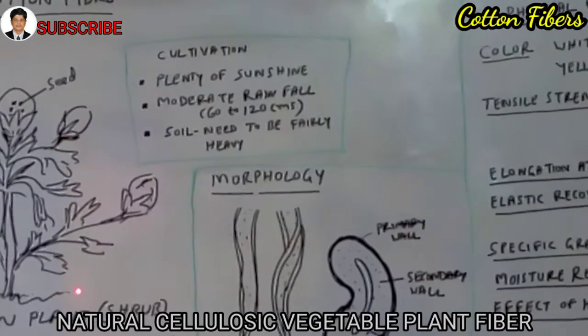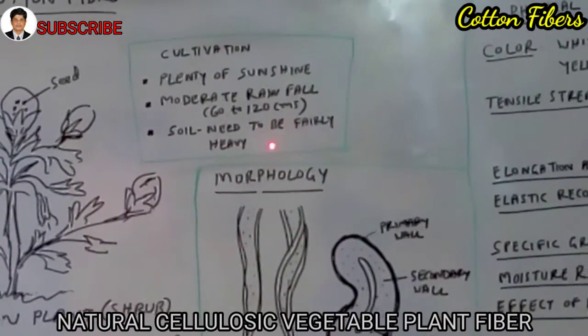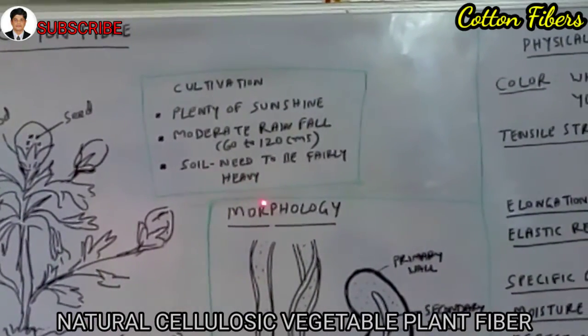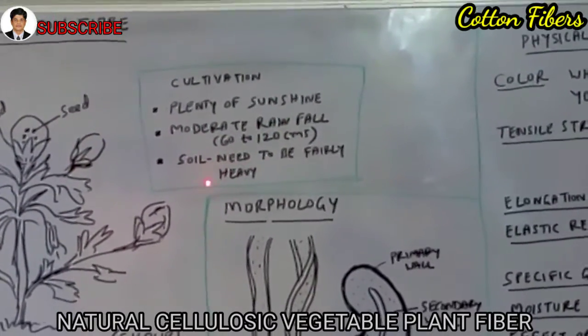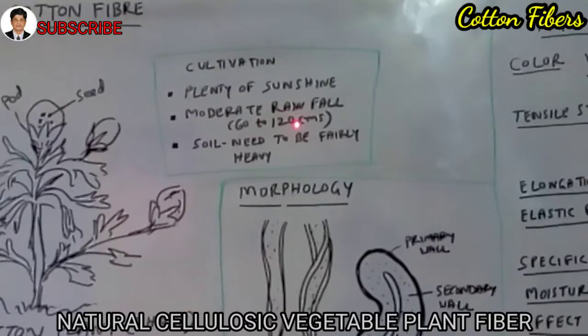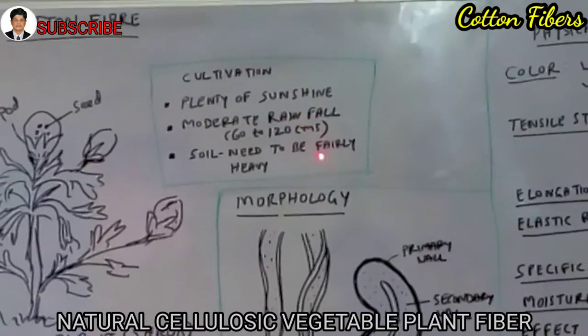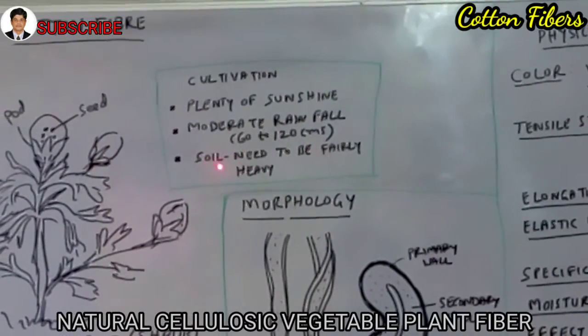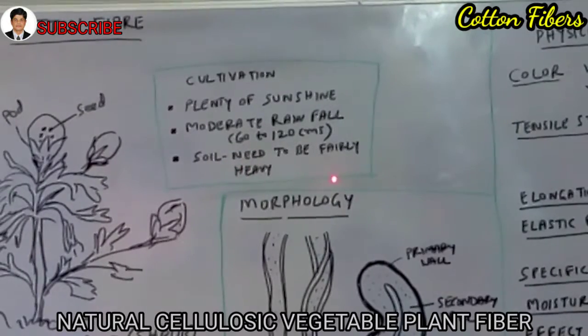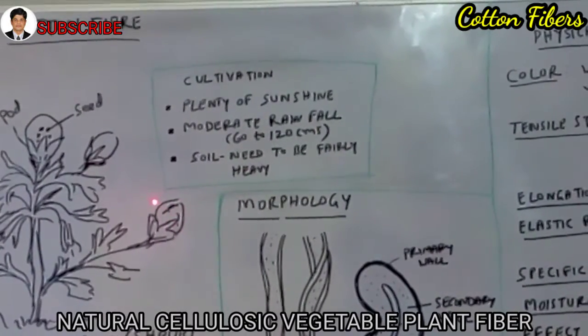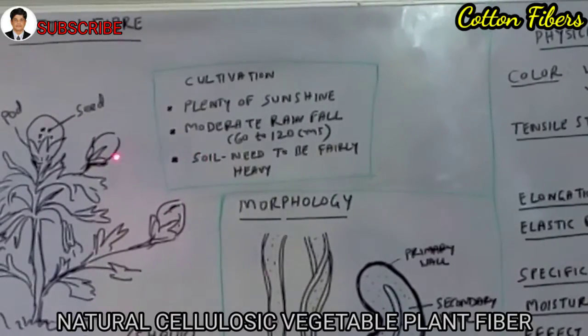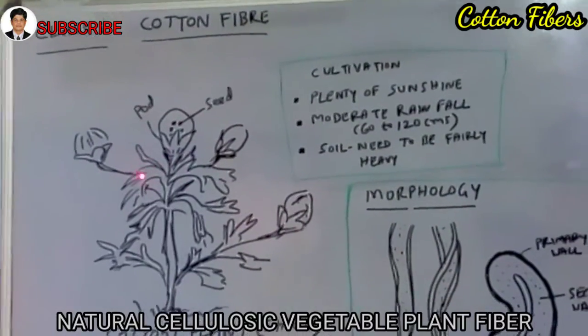The environment required to grow the cotton plant needs plenty of sunshine and moderate rainfall, about 60 to 120 centimeters. The soil needs to be very heavy, and the cotton plant grows in a frost-free period. Okay, and now coming to the textile.